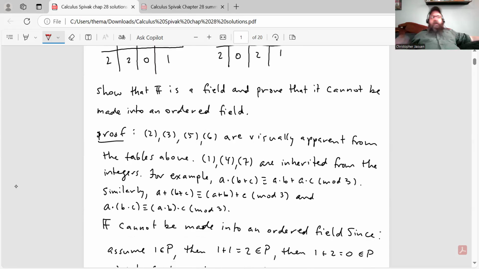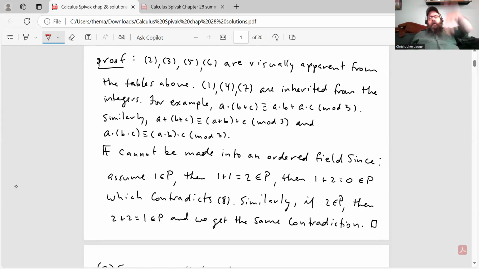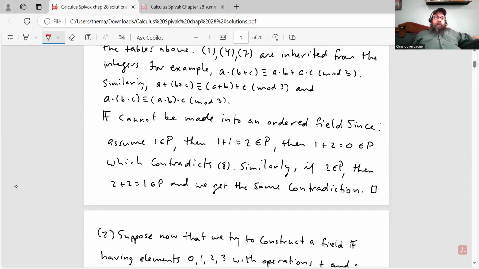But if this is your first time seeing fields and so on, you probably should work out all of the details. But anyway, that shows that it's a field. The second part of the question is to show that it cannot be made into an ordered field. And here's my proof of that.